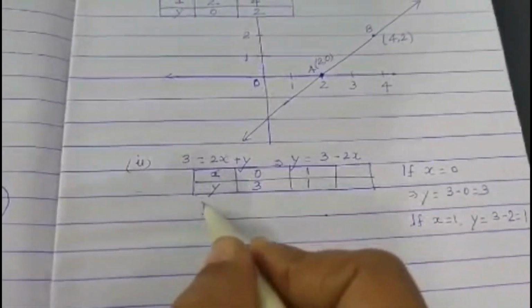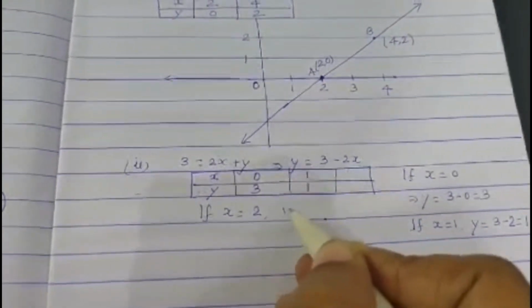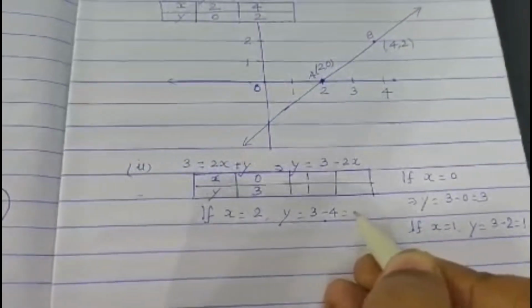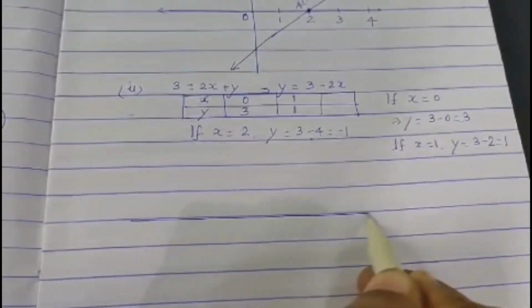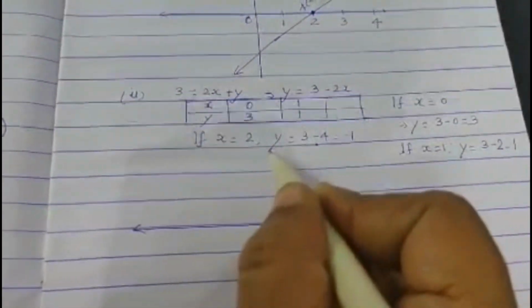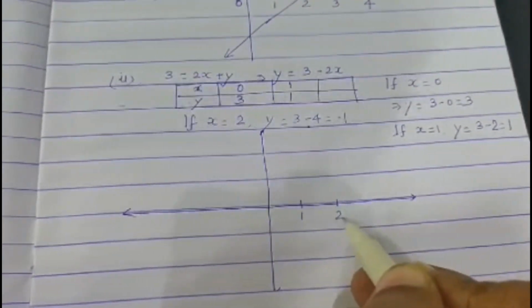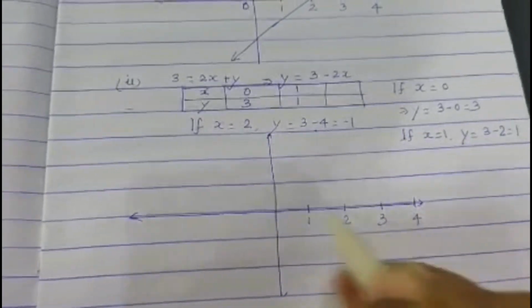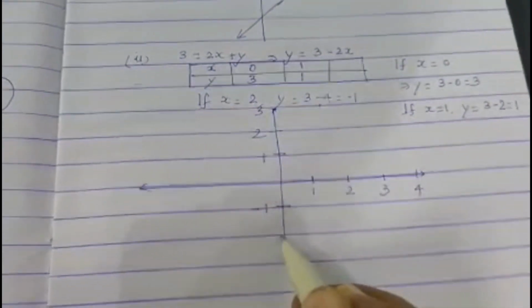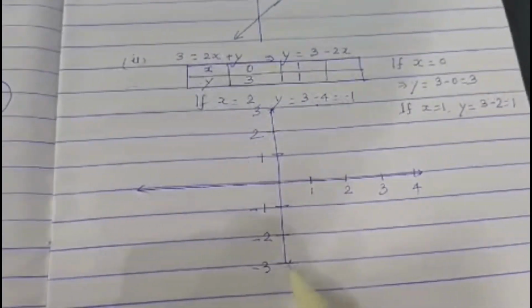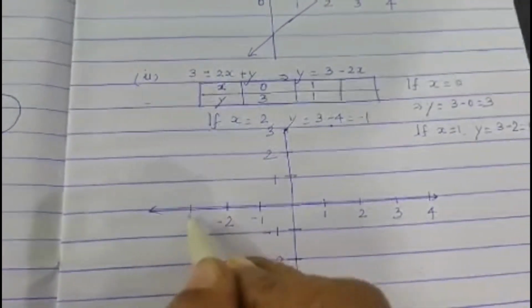Let us take one more point. If x is equal to, let us suppose 2, then y equal to 3 minus 4, that is equal to minus 1. Now let us draw the graph. So this is 1, this is 2, this is 3, this is 4, this is 1, 2 and 3, minus 1, minus 2, minus 3, like this, minus 1, minus 2, minus 3.